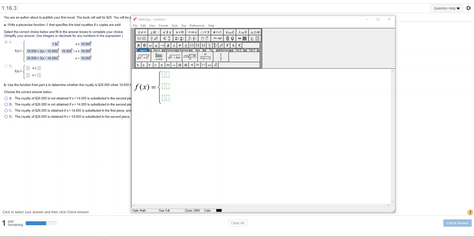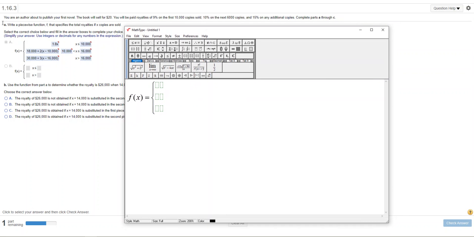All right, this question came from the Chapter 1 review homework. It was about question number 48. This question is looking at writing a piecewise function. So let's take a look at the situation.